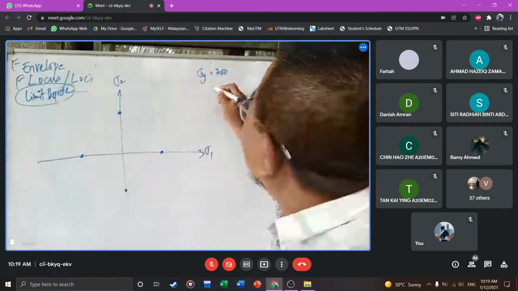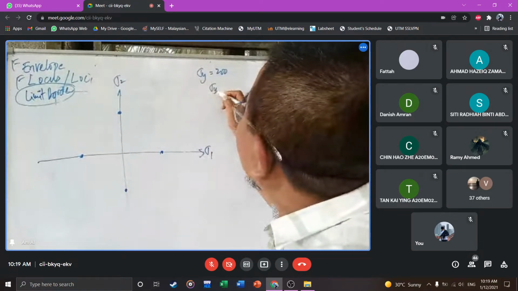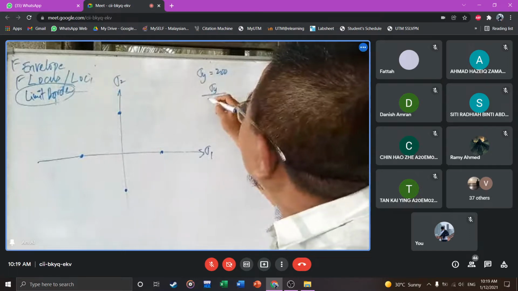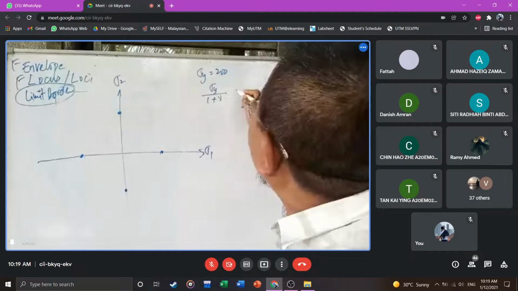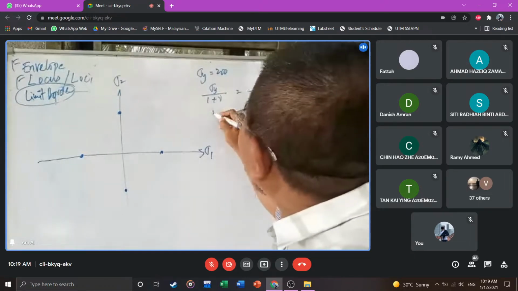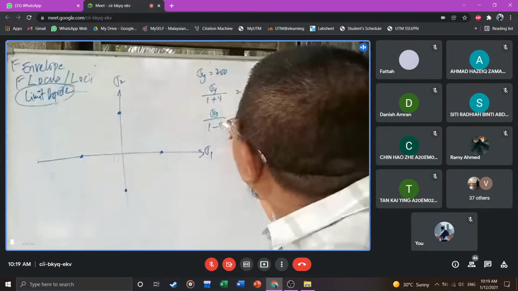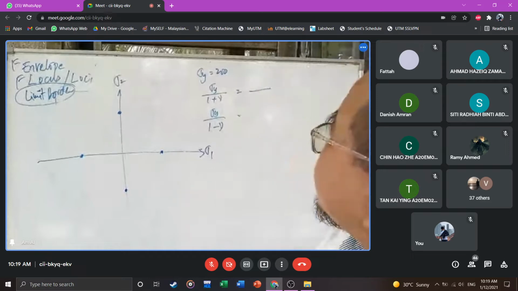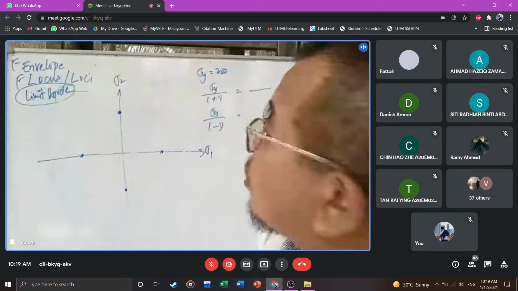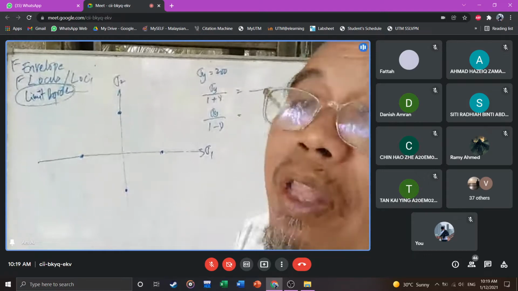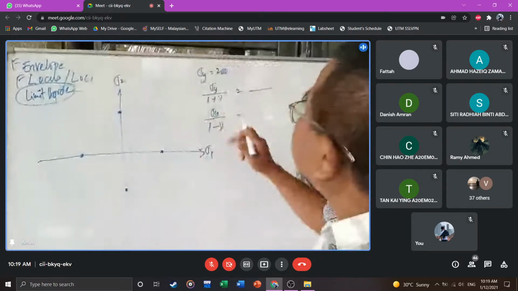What is that? Sigma y over 1 plus mu. What is the value there? The other one is sigma y over 1 minus mu. So mu is the Poisson ratio. Let's say the Poisson ratio is 0.3. So what do we have here?